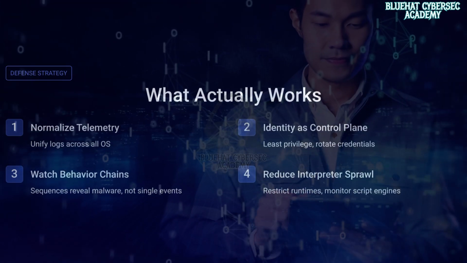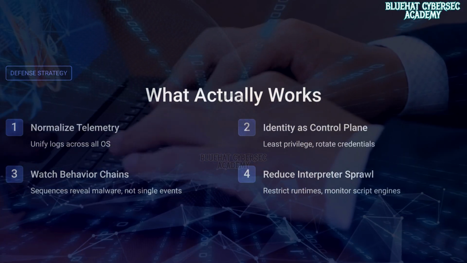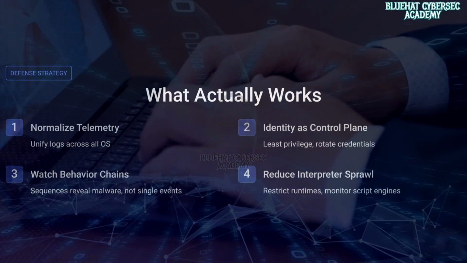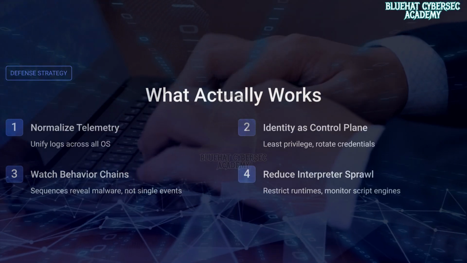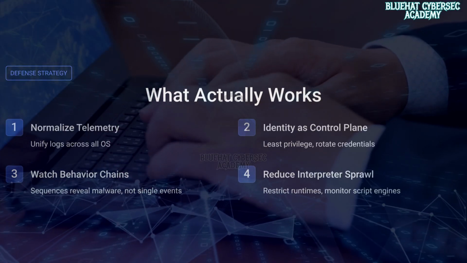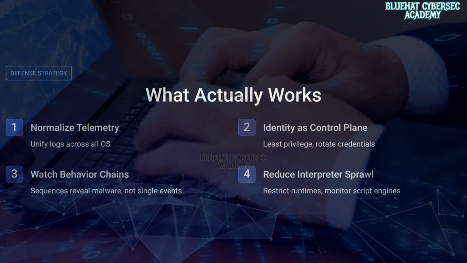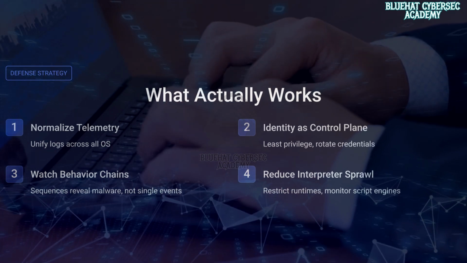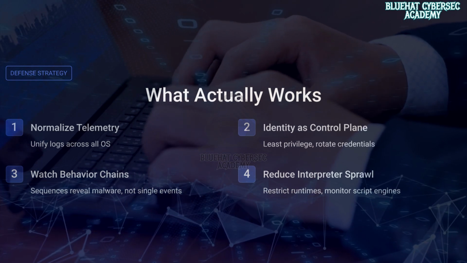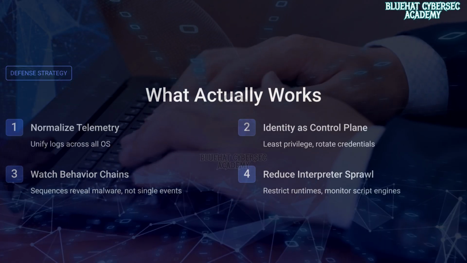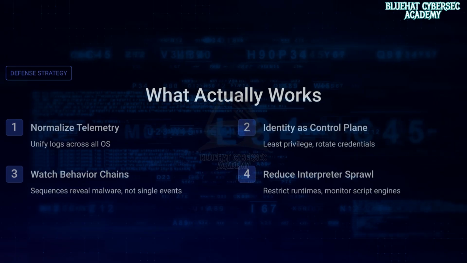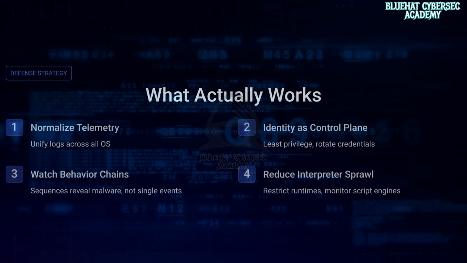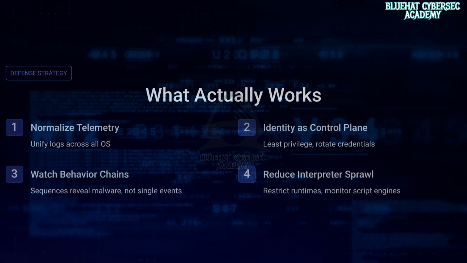Third, you start watching behavior chains instead of isolated events. Instead of asking whether a process is malicious, you ask whether a login on macOS preceded unusual Linux SSH activity, whether a Windows script triggered outbound connections to unfamiliar domains, and whether similar execution patterns are appearing across different operating systems. Cross-platform malware tends to reveal itself through sequences, not single points.